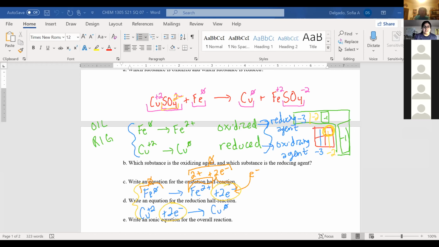So are these our final half reactions? Yes. Okay, and then, does anybody need this real quick before I clear it? No. Okay, I'm going to clear it.